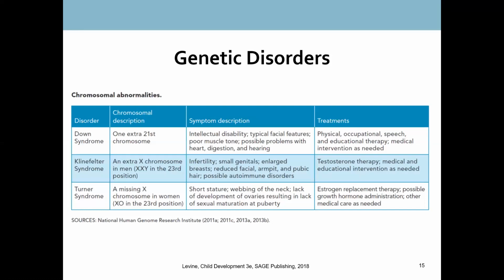In case you don't know, Down syndrome involves intellectual disability, specific facial features, poor muscle tone, and possible problems with heart, digestion, and hearing. A couple of other examples of chromosomal abnormalities involve, once again, going back to that 23rd pair of the sex chromosomes. Klinefelter is when a male has an extra X chromosome. So instead of just XY, he has XXY, and it can lead to infertility, small genitals, enlarged breasts.